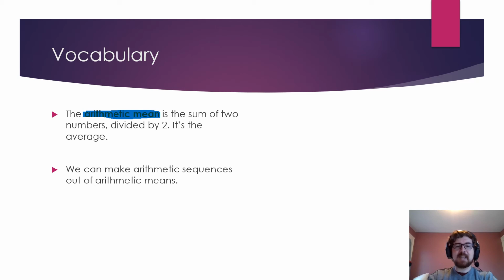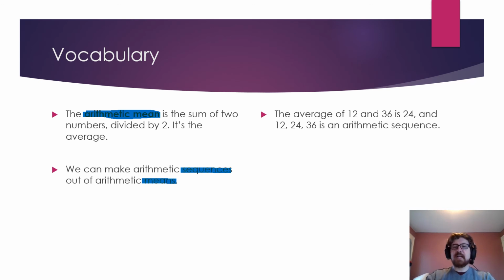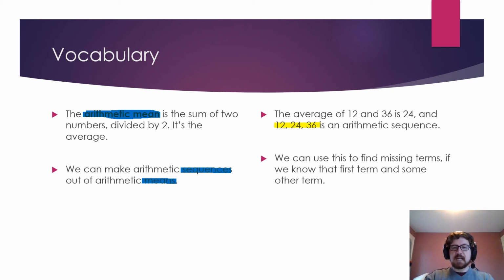Now we can make arithmetic sequences using arithmetic means. Here's an example. The average of 12 and 36 is 24. Well, 12, 24, and 36 is an arithmetic sequence. And if you don't believe me, you can just say, well, I can add 12 each time, and that's my common difference. It's an arithmetic sequence. Now we can use this to find missing terms. What we need is the first term and some other term. If I know 2 terms in an arithmetic sequence, I can find anything.